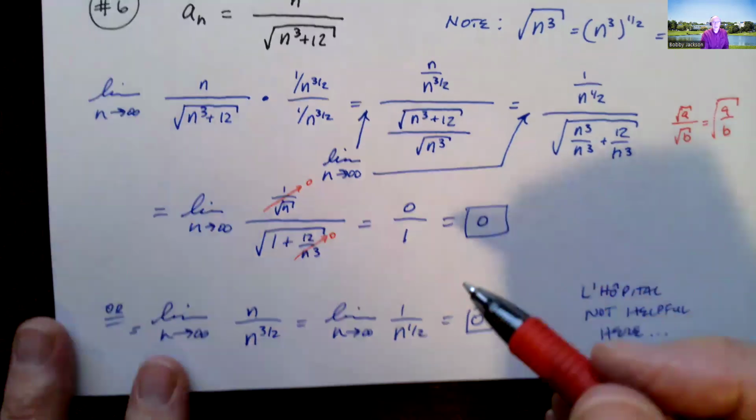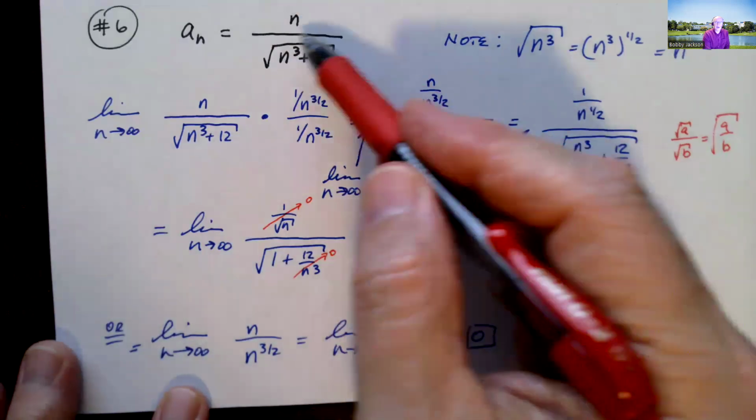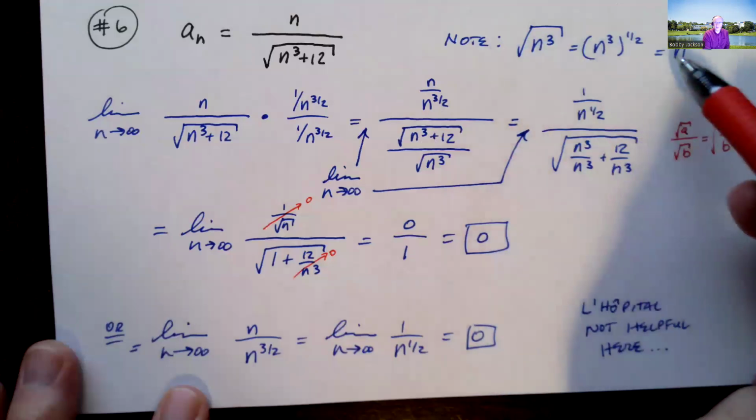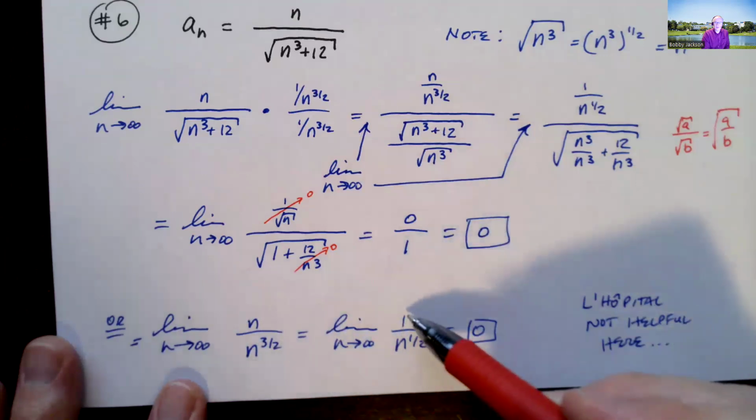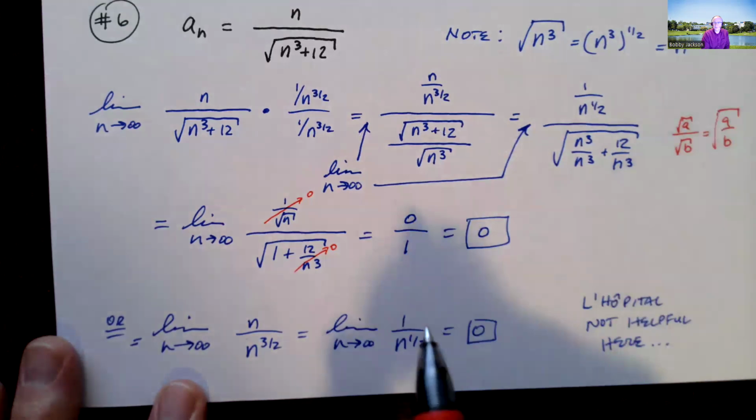We could also have just taken the highest degree terms, in a sense, n up top, obviously. And then what's the highest degree term in the bottom? It's, really be careful, n cubed under the radical. So it's n to the 3/2 power. Simplify that down, which we did above. Just 1 divided by n to the 1/2. And as n goes to infinity, that's going to 0.